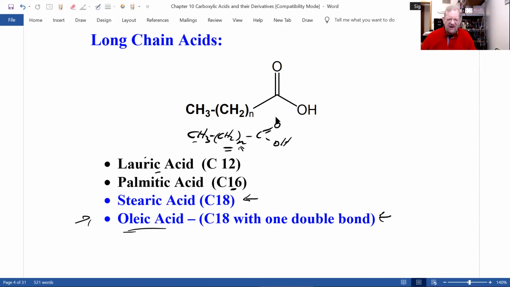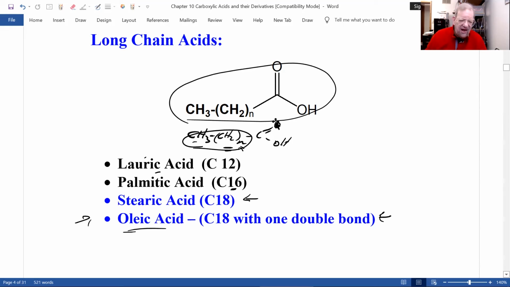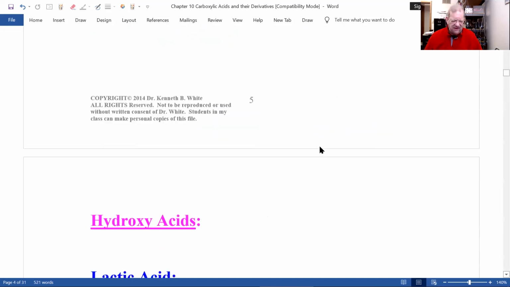And these are all, and I'll teach you later, long chain acids. Long meaning the R group is very long. And a lot of these are in your hand lotions and cosmetics, and we'll talk about that later.